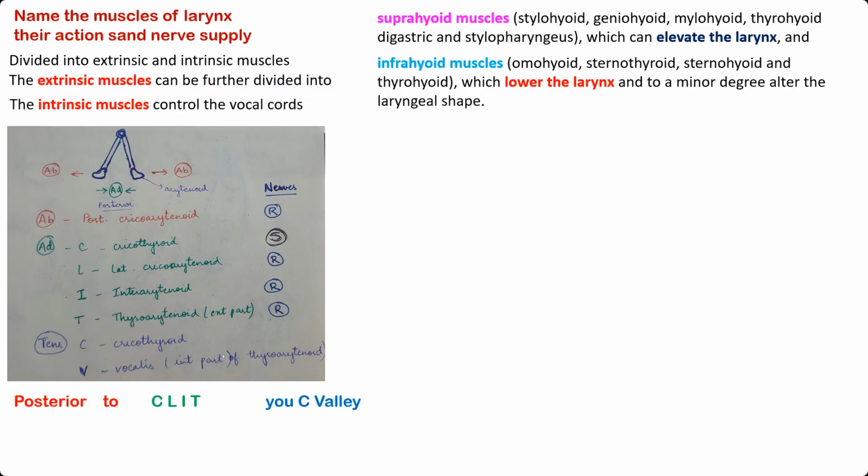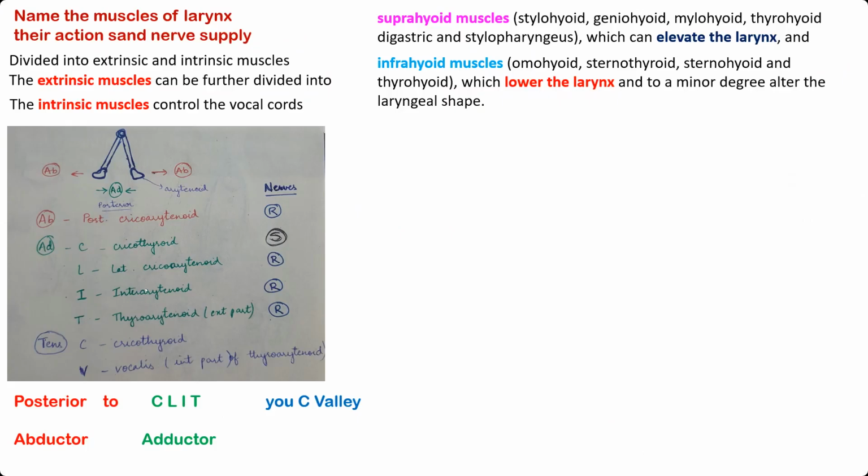Okay, so that can be remembered by the mnemonic. This is the mnemonic to remember. So the posterior is an abductor, that is the posterior cricoarytenoid. The red pen, if you see, is the abductor, and all the green letters are the adductors: cricothyroid, lateral cricoarytenoid, interarytenoid, and thyroarytenoid.